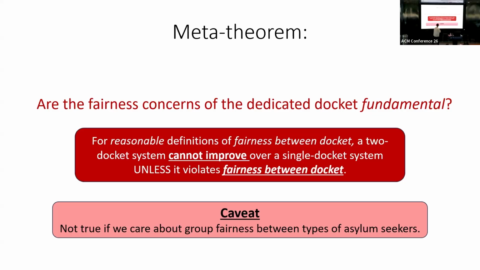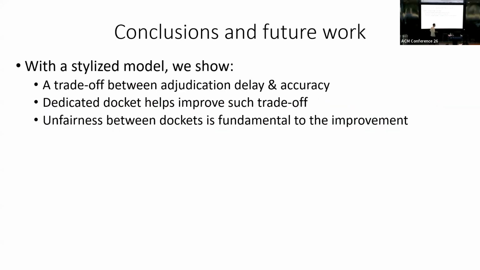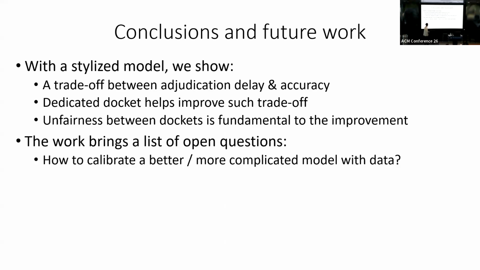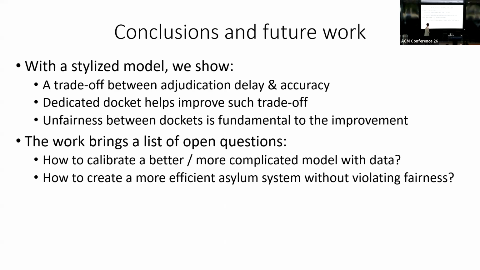Given that time is coming up, I'll quickly summarize. Using a stylized model, we present a trade-off between identification delay and accuracy. The dedicated docket can help with such a trade-off, but it entails unfairness between the two dockets. Our work also provides a list of open questions: how do we calibrate better or more complicated models with more granular data? And how can we create a more efficient asylum system without violating certain fairness?